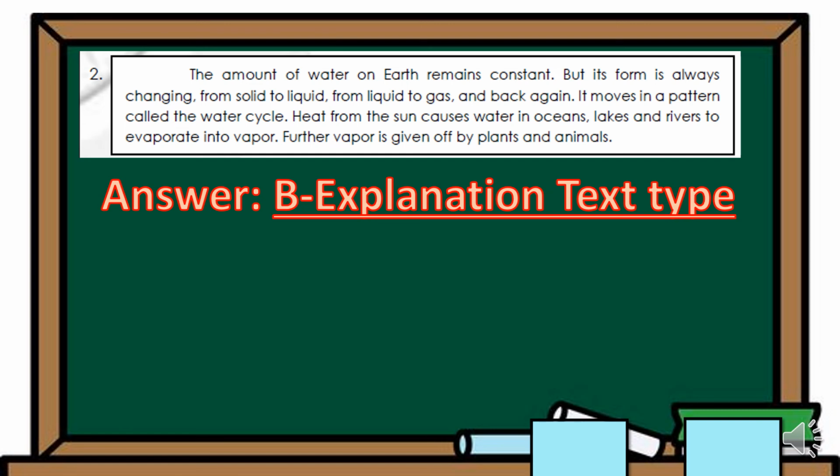But the paragraph is: the amount of water on earth remains constant, but its form is always changing from solid to liquid, from liquid to gas, and back again. It moves in a pattern called the water cycle. Heat from the sun causes water in oceans, lakes, and rivers to evaporate into water vapor. Further, vapor is given off by plants and animals.